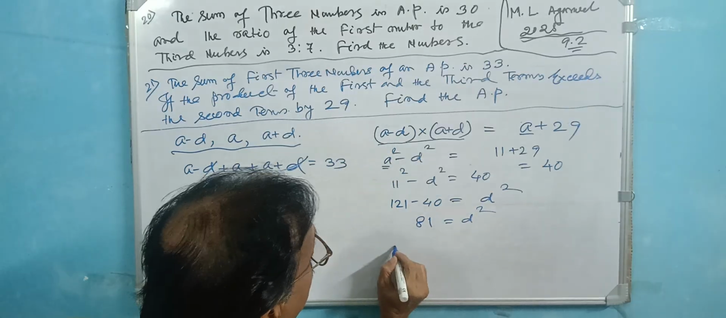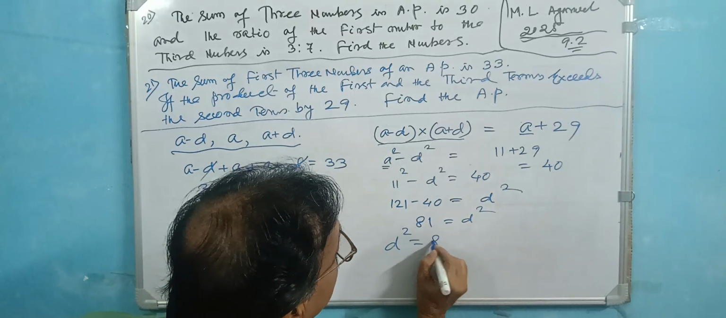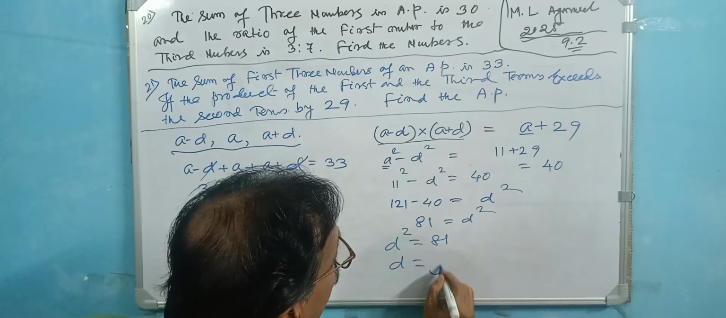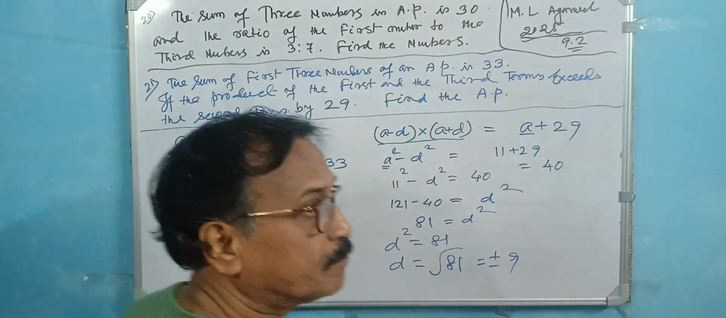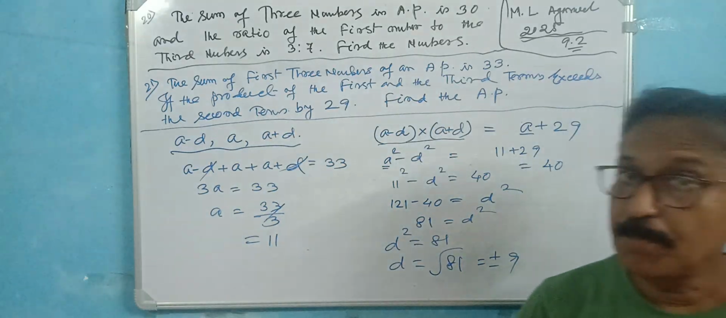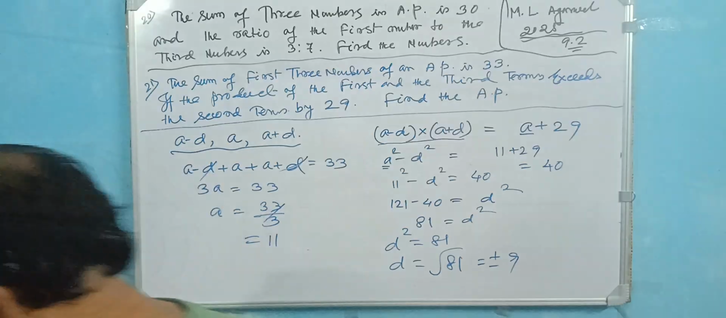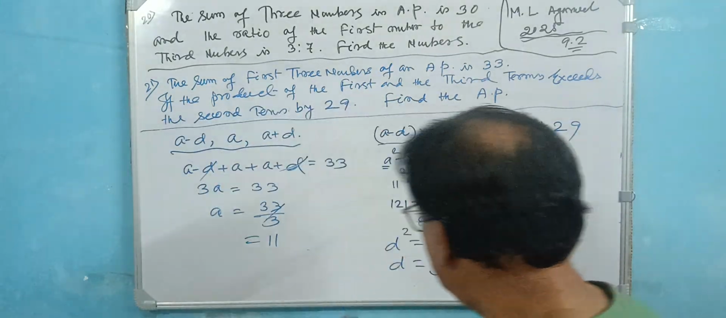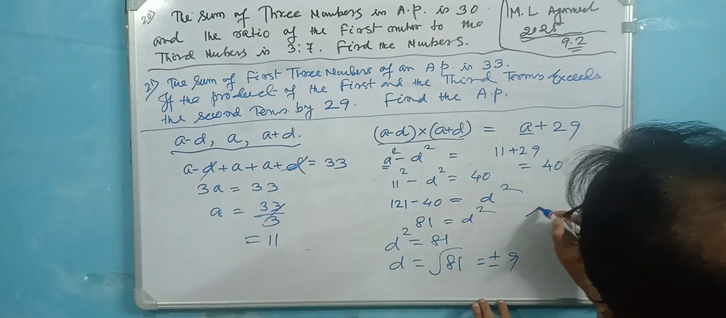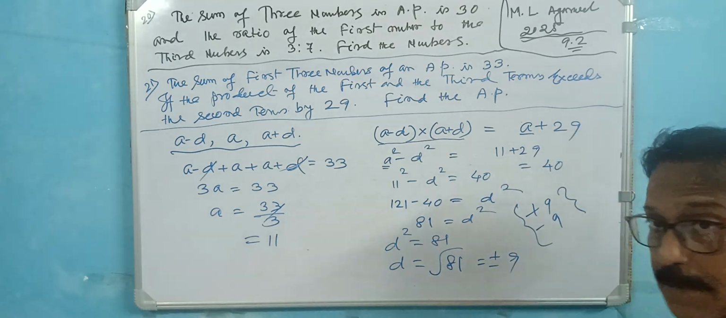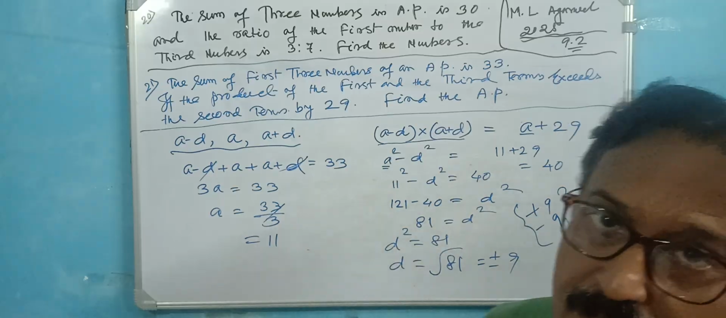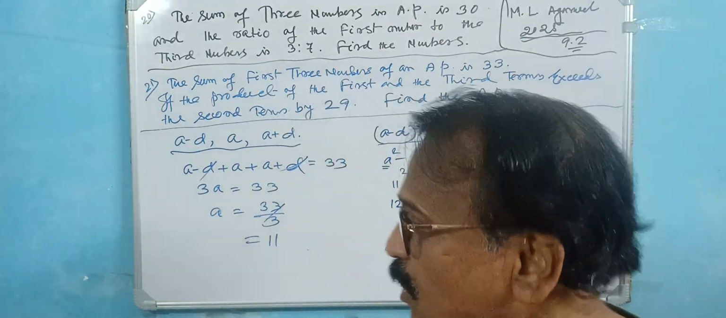Now the same thing arises as in the previous problem. D square is equal to 81. So D is equal to root of 81. That means plus or minus 9. The previous video already said this. So the value of D is both plus 9 and minus 9. Two values. If you take plus 9, the answer will be one thing. If you take minus 9, the answer will be different.